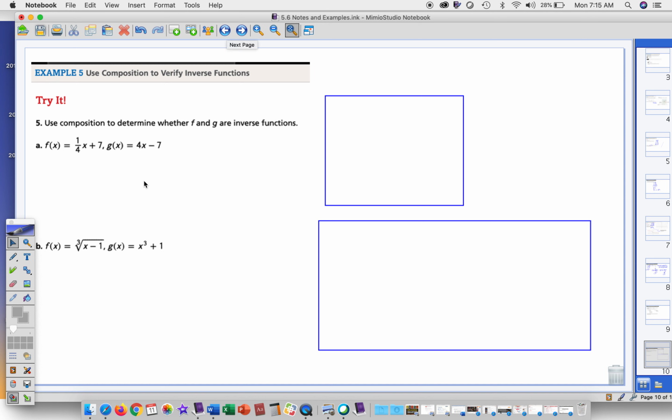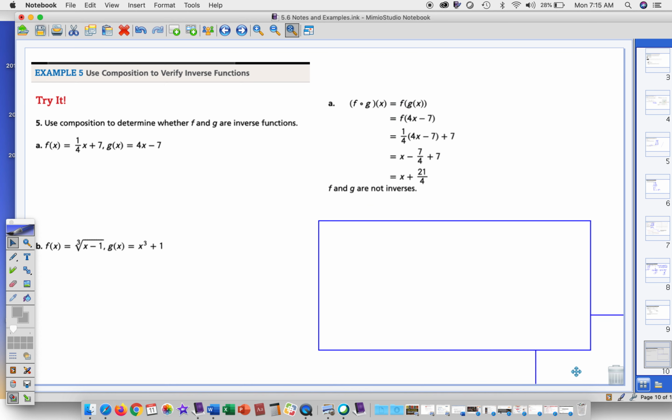So example 5, try it. We've got A and B, so go ahead and try both of these. Use compositions to determine whether f and g are inverses. So calculate both f of g and g of f if necessary. If f of g does not equal x, then you're done. If it does, then you do need to also find g of f to verify that they are inverses. So go ahead and try that, pause the video, come back when you're done, and we'll compare solutions.